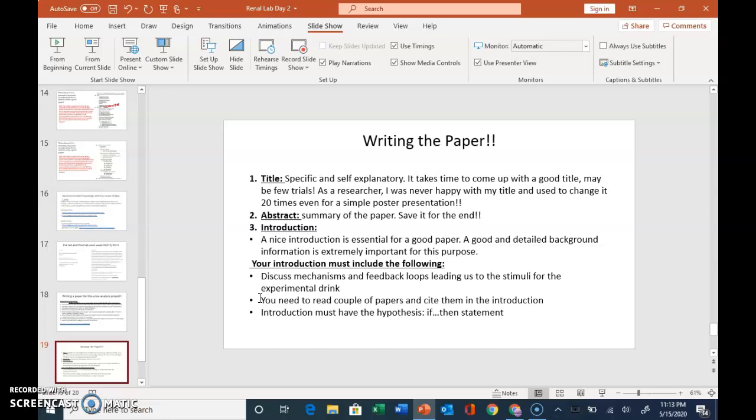The introduction must also have the hypothesis embedded. Remember, hypothesis is an if-then statement. For example, I can say that if I drink a lot of water, then my urine volume will increase considerably. And I will also have a decrease in specific gravity of urine.